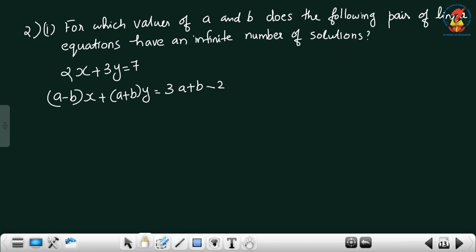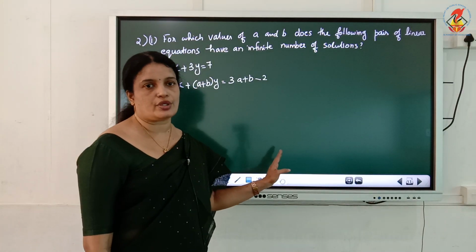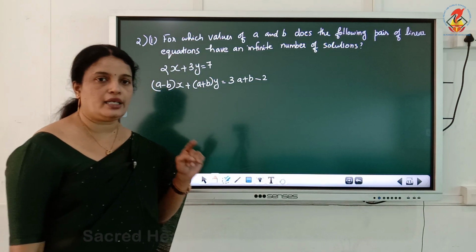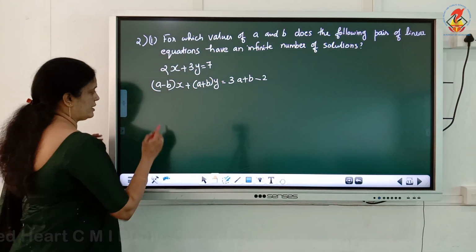Next, for which values of a and b does the following pair of linear equations have an infinite number of solutions? Here it has an infinite number of solutions. What is the condition for an infinite number of solutions? A1 by A2 equal to B1 by B2 equal to C1 by C2. First you should write it like that, okay.